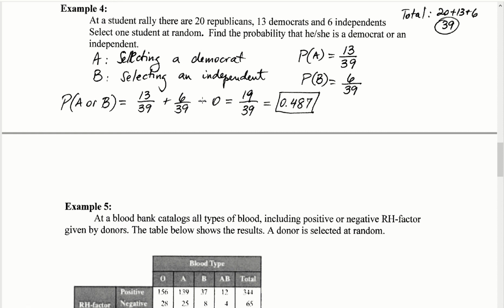But the event of getting a Democrat and that of getting an independent, those two events are mutually exclusive. You could be one affiliation or the other, but you can't be both simultaneously. So because those two events are mutually exclusive, that could happen 0 out of 39 ways. In other words, that piece of it would have a probability of 0. So we get as our final answer 19 out of 39, which would be 0.487.